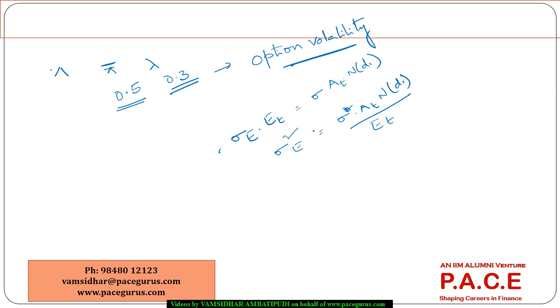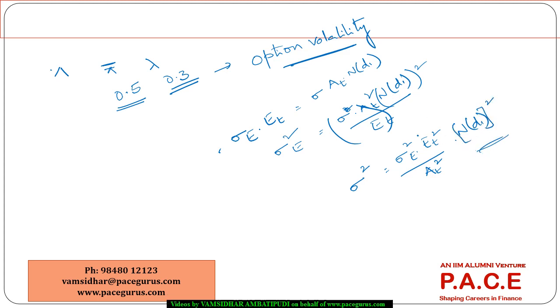Now if I want the square of it, it's going to be something like this. Or similarly, if I want sigma squared, I can take it as sigma E squared ET squared divided by AT squared ND1 squared. Now ND1 is more and more in the Merton formula associated with the probability of exercising the option. Here the same logic: if the lambda is volatile, I have to add even that component as well.